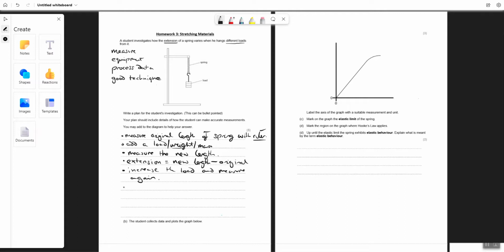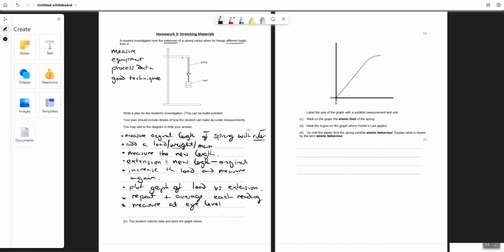So what are we probably going to do with this data? You can plot a graph of load versus extension. Then we get into what's good technique. Well, I would always go with repeats and average each reading. That's good technique. That's almost always its own bullet point. And something else we could say is, I would say, measure at eye level.